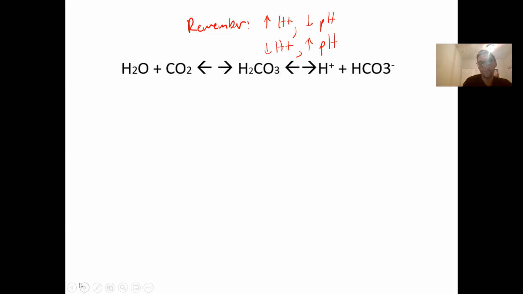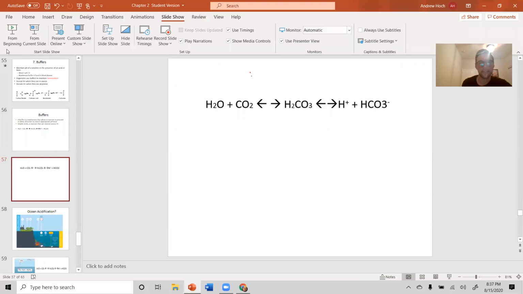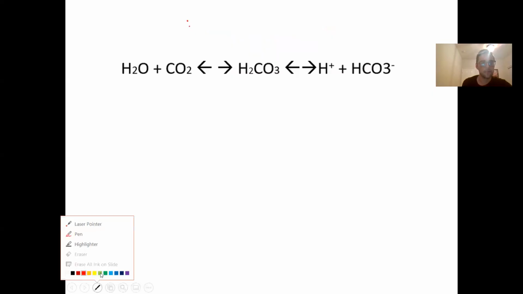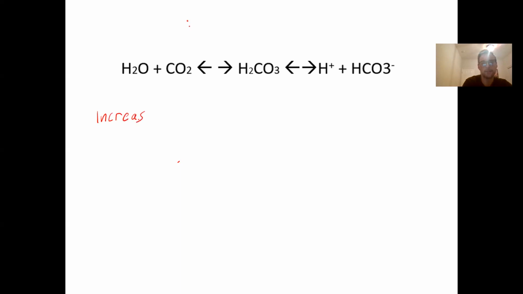So here's where I want to go through a couple of practice ones and make sure you are all caught up to speed. I'm going to go ahead and delete that note. Here's where I'll start off. What if I gave you the scenario and I asked you, what happens if I increase the concentration of CO2?